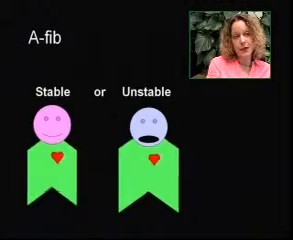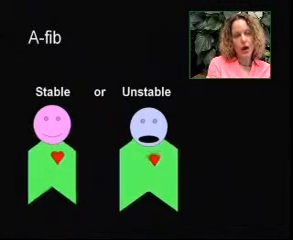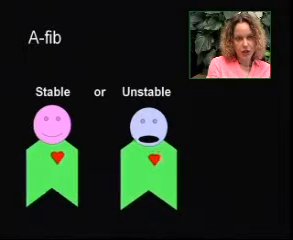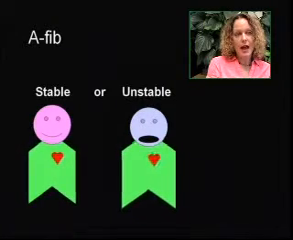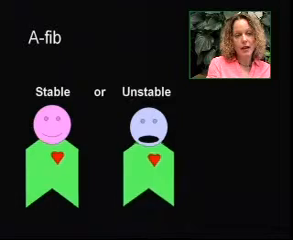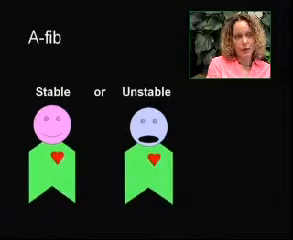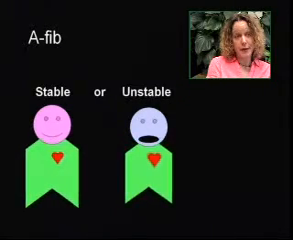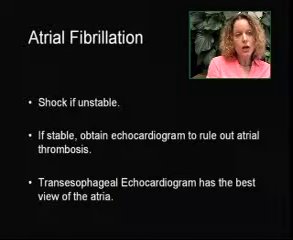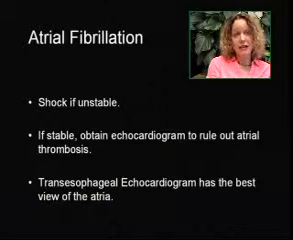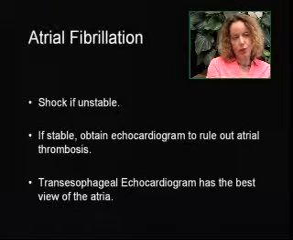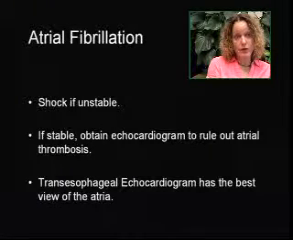So atrial fibrillation can be stable or it can be unstable, in which case our patient may be feeling short of breath and may become a little tachycardic. Then they're no longer in a stable atrial fib. So we want to shock this if it's unstable. And if it's stable, we want to obtain an echocardiogram to rule out atrial thrombosis.